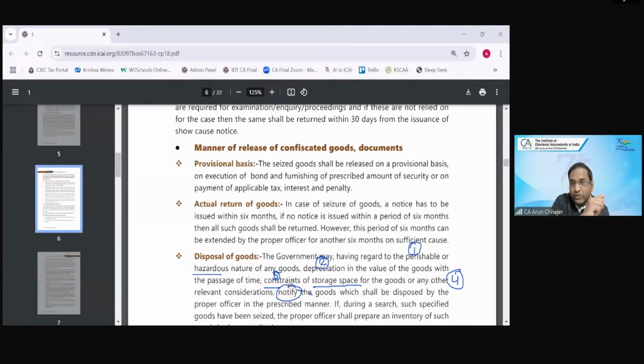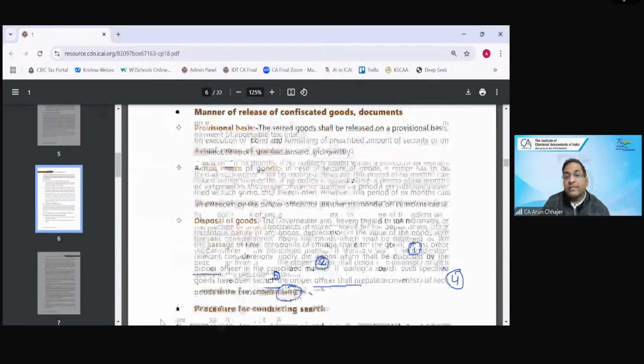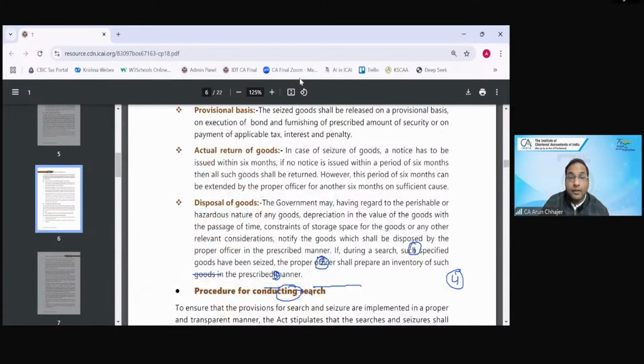In these four situations, the goods can be disposed of by the proper officer. Goods can be disposed of by the proper officer in the prescribed manner. If during the search such specified goods have been seized, he shall prepare the inventory in the prescribed manner.